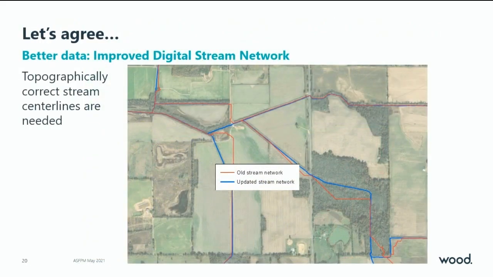One of the key components is a good digital stream network. We need a topographically correct stream network. With the new LiDAR data and the detail of the LiDAR data, these good digital stream networks are much easier to do now than they were as of maybe even 5 years ago.